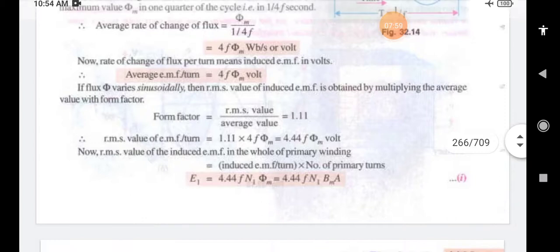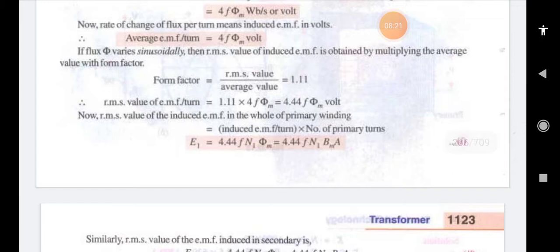Now if the flux varies sinusoidally, then the RMS value of induced EMF is obtained by multiplying the average value with the form factor. As we all know, form factor is equal to the ratio of RMS value to average value, that is equal to 1.11. Then RMS value of EMF per turn is equal to 1.11 into 4 F into phi m, which is equal to 4.44 F phi m volt.